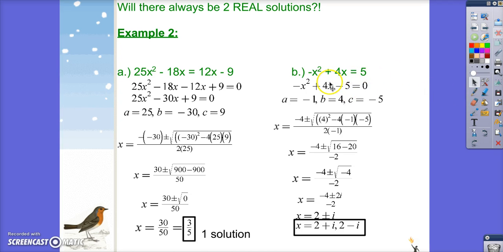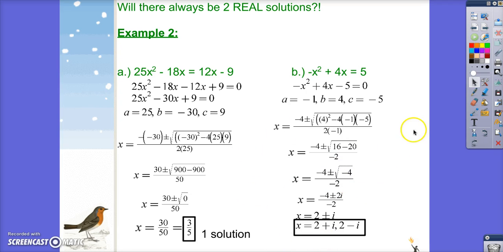Let's take a look at B. B, bring the 5 over is negative 5. Here's my A, B, and C. And just check your work. Please be careful. I know it's a lot of work. I ask you to show all these steps because if you make one tiny little mistake, it's going to mess up everything. All right, these are not the kinds of problems that you want to be hasty with because it's going to really affect your answer.